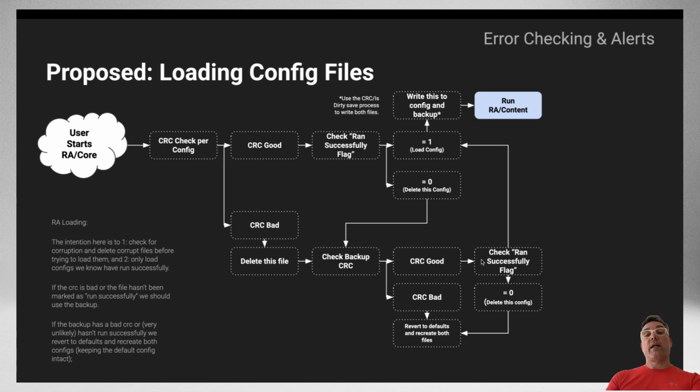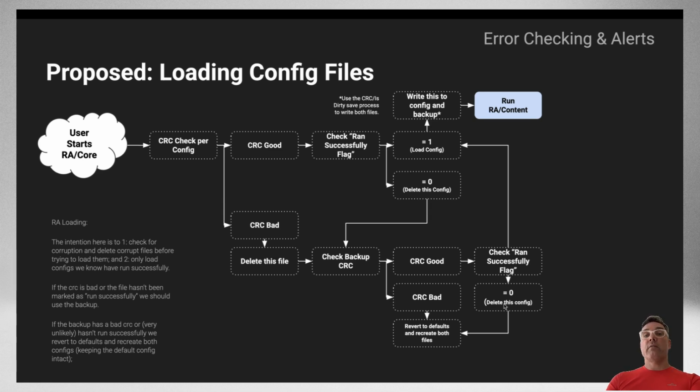So it should be, yes, it ran successfully, so we therefore load it and then run the content, and we make sure that we now overwrite the main file with this backup. And so what this means is, if the user made some changes and the file saved with those changes with a flag of 0, and they then went on to run, and RetroArch or the core or whatever crashed, then the run successfully flag never gets set to 1. And so when we come through this process on load, it didn't get set to 1, so we immediately try and load the backup, right?